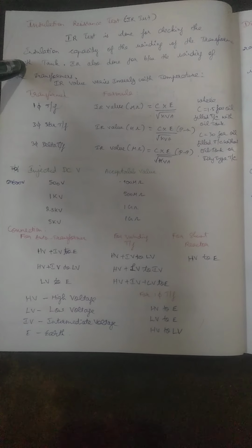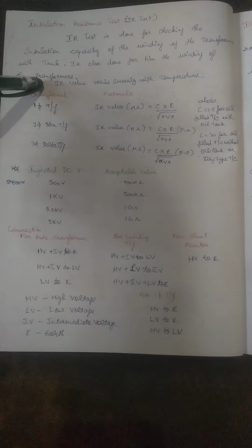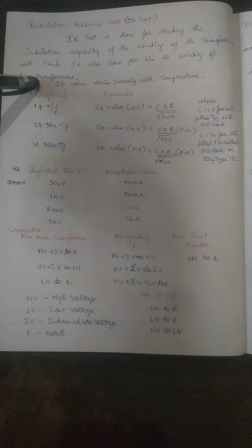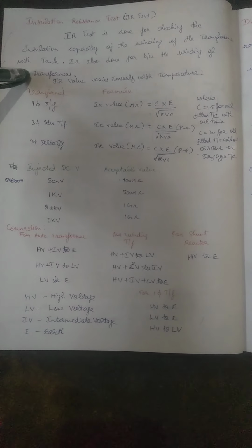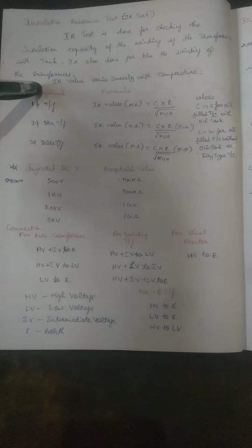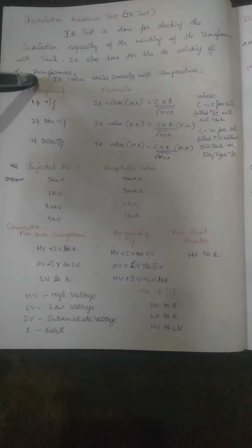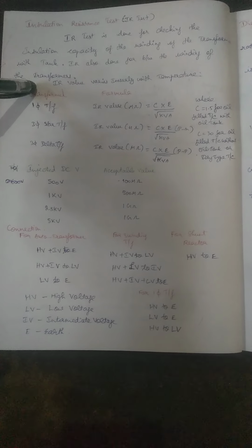And also this insulation resistance is temperature dependent, which means if the temperature rises, automatically our value will rise. If the temperature is not at a good level, if it is foggy or the weather condition is worst, automatically our insulation resistance level will also be worst.